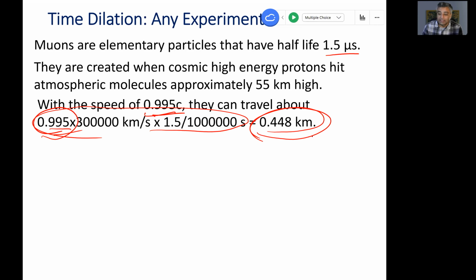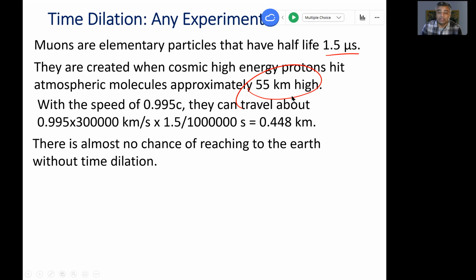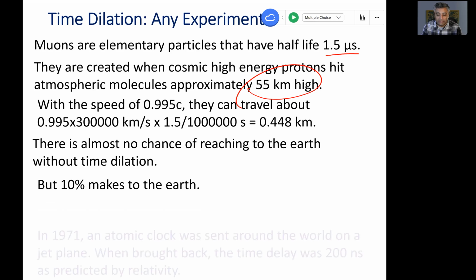But when we make an underground lab and try to detect those particles, we find them. What does that mean? In their frame of reference it's 1.5 microseconds, but in our frame of reference, that must be larger, right? So that's the proof of time dilation, because they are reaching there. Otherwise, we don't expect them to reach the Earth, maybe one or two once in a while, not in large numbers. But the direct proof is this.